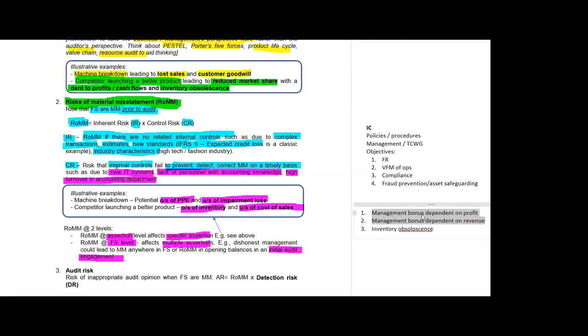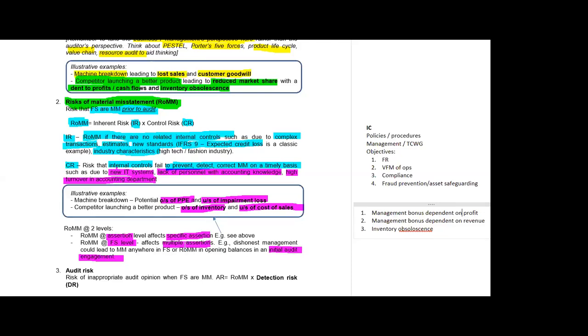For example, in the first case, when management bonus is dependent on profit, you cannot exactly tell which component, whether management would inflate revenue, whether the management would understate cost, administrative expenses, selling and distribution expenses, or whether the management would overstate its other income. You cannot tell anything. And you can also not tell which assertion, for example, if management would inflate revenue, whether it would inaccurately state revenue, record revenue that has not occurred, or misclassify revenue. You have no idea.